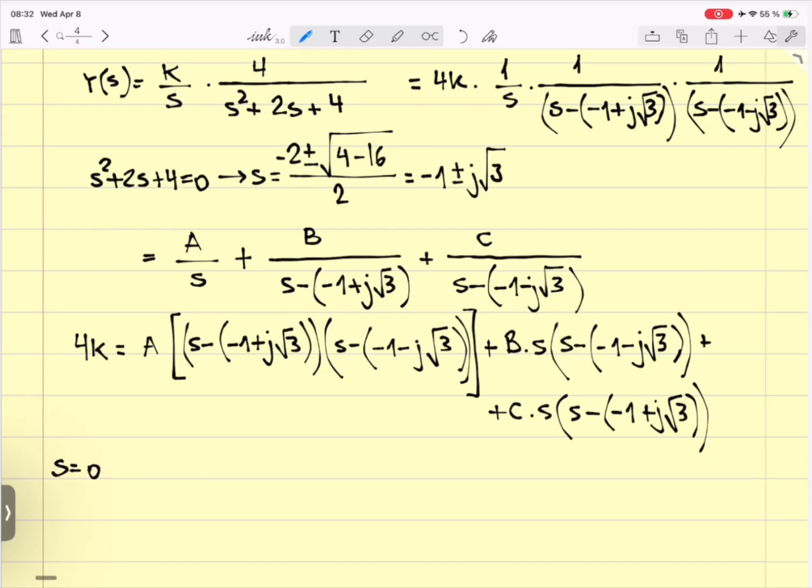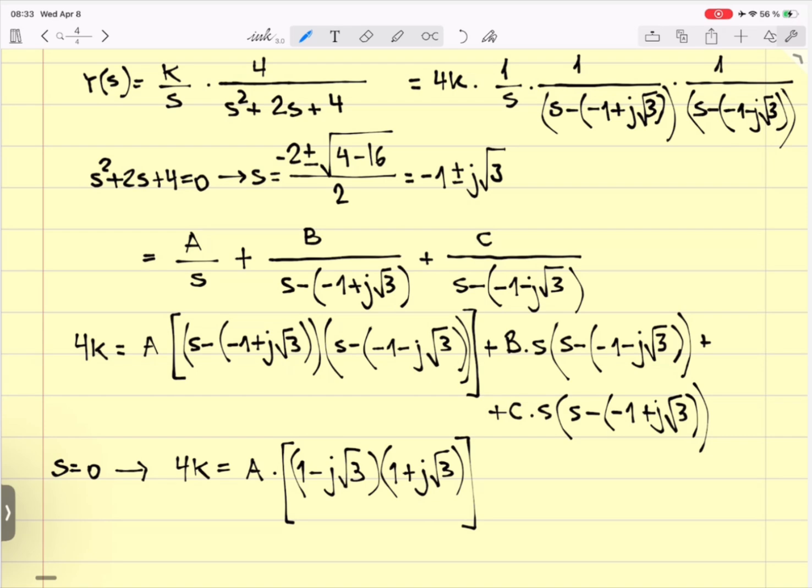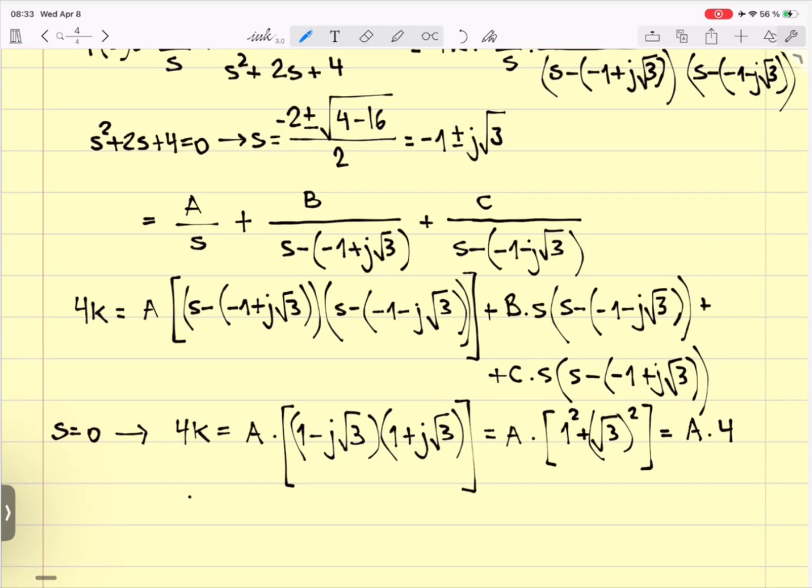If s equals 0, then we have that for k equals a times (1 minus j square root of 3) times (1 plus j square root of 3), and this becomes a times 1 square plus square root of 3 square, equals a times 4. So a becomes k.